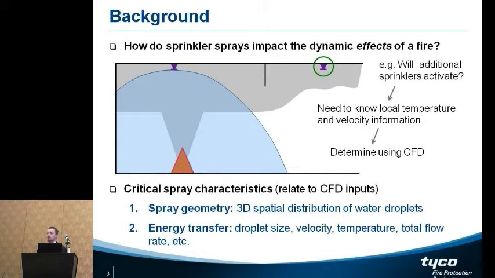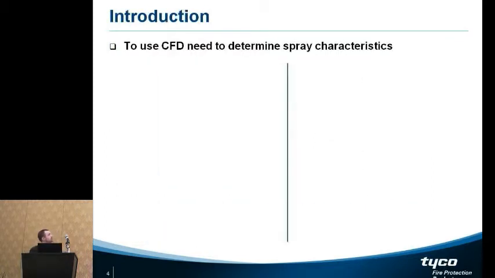There are characteristics which relate to the spray geometry, or how that water is distributed in space. We know that, for instance, the heat generated by a fire isn't distributed evenly within the space. So if we were looking at how we're going to cool off, say, the upper gas layer, the water needs to be distributed in a specific way. That relates to the 3D spatial distribution of water droplets. The other characteristics relate to the energy transfer properties of the spray. For instance, how they're cooling, things like droplet size and velocity, which relate to the evaporative cooling processes and things like that.